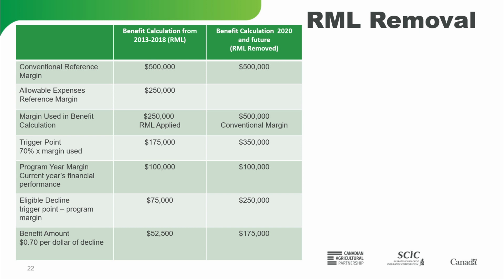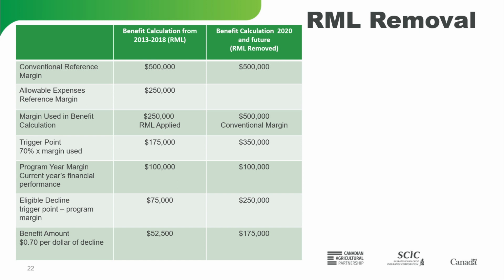Now, the trigger point is your program year has to drop by more than 30% of your reference margin that's used. So the trigger point here is 70% of $250,000, which is $175,000. The program year margin, the current year's financial performance, that came in at $100,000. So we've got a decline of $75,000. AgriStability pays 70 cents on the dollar for every portion of decline. The check that was generated was $52,500.